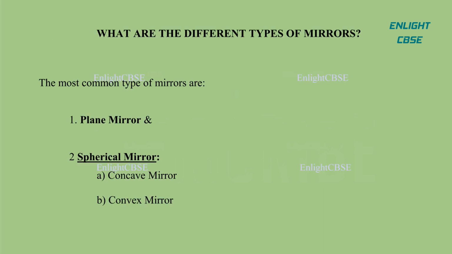Light Part 2. Let's learn about mirrors. What are the different types of mirrors? The most common types of mirrors are 1. Plane mirror and 2. Spherical mirror. In spherical mirrors there are A. Concave mirrors and B. Convex mirrors.